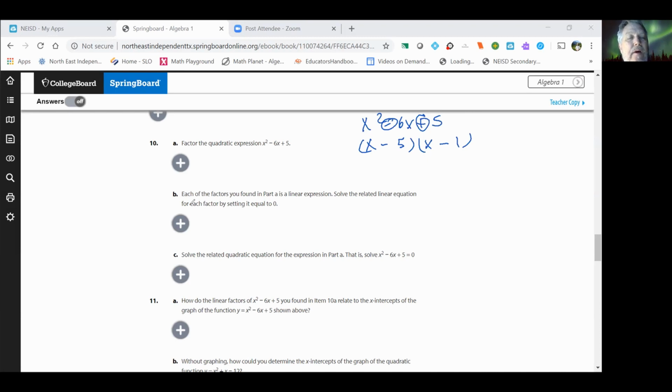10b. Each of the factors you found in part A is a linear expression. Solve the related linear equation for each factor by setting it equal to 0. So again, it's going to be x minus 5 equals 0, and x minus 1 equals 0. And of course, we're going to solve this. We're going to add 5 to both sides. It's going to be x is equal to 5. And we're going to add 1 to both sides. It's going to be x is equal to 1.